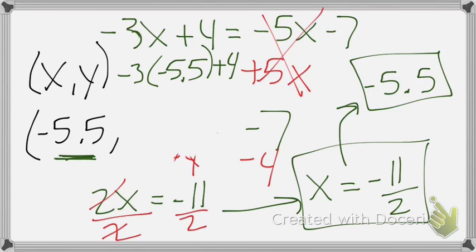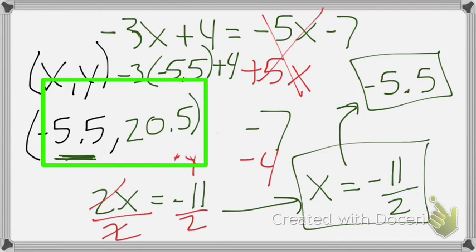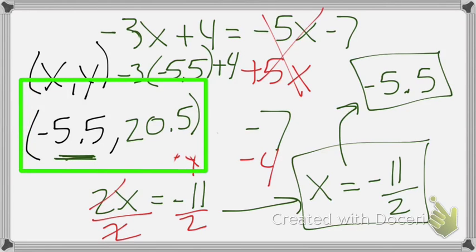So that we could actually have an answer. Negative 3 times negative 5.5 is 16.5. Then if we add 4 to that, it would be 20.5. So that's how you get the point. Thank you, Tyler. I always forget to do that.